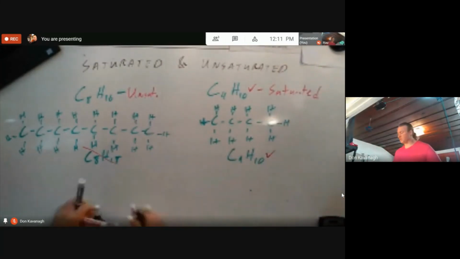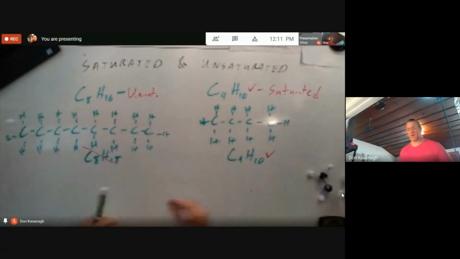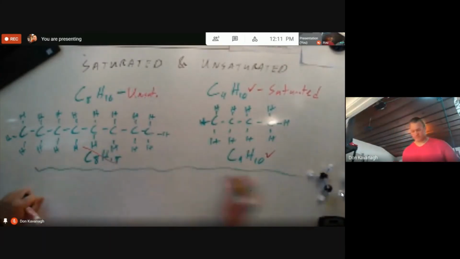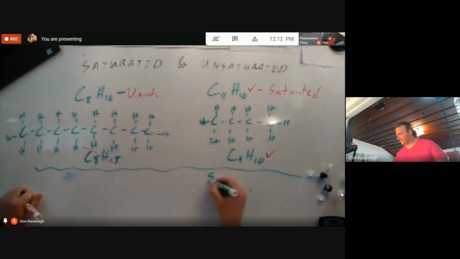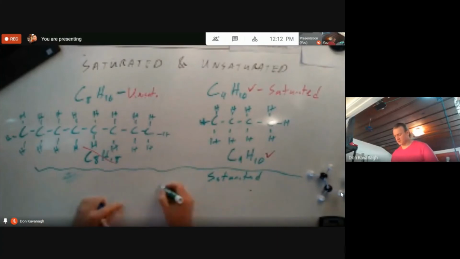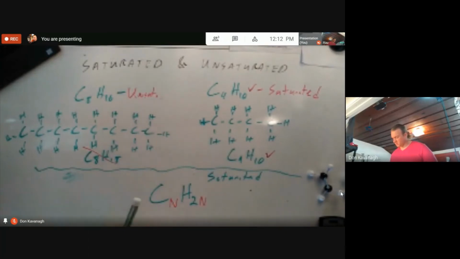Drawing out the structure and picture is what I recommend. It doesn't take that long. It's quick right there. There's also a little formula you can do, and I'll show you that formula. A saturated molecule has this formula. This is like a math formula here. CnH2n plus 2.